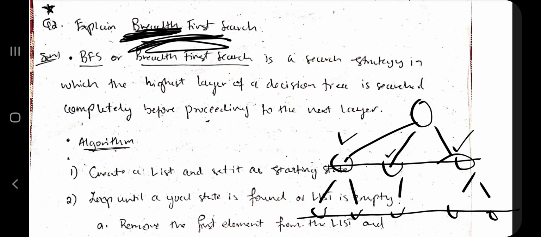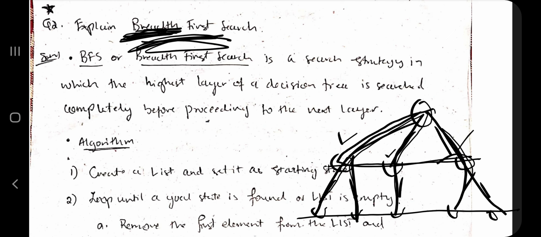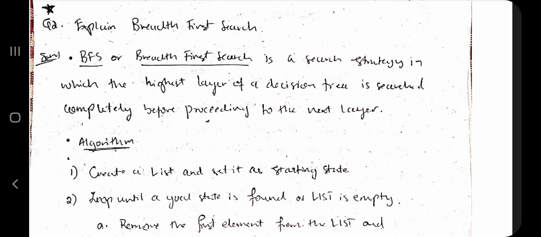But in depth first search, what will happen? It will go like this, then come back, go like this, again come back, go like this, come back, go like this. That is depth first search. It will not explore all the neighboring nodes, but it will go to the depth. It will explore this one, then come back again, go to the depth and explore, and again come back, until we get the correct answer. Okay. So that's the difference between breadth first search and depth first search.